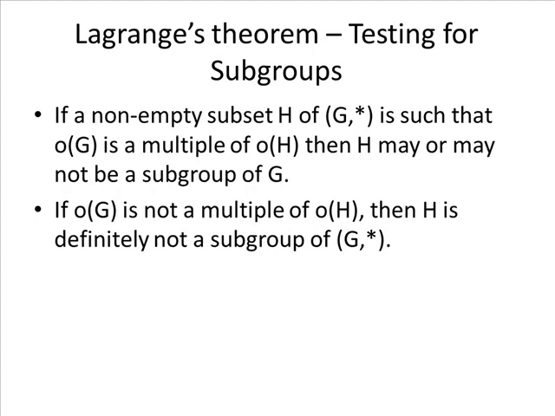But the second condition here is very strong. If the order of the group is not a multiple of the order of this subset, like in the last case that we saw on the previous slide, then H can never be a subgroup of G star. So Lagrange's theorem actually helps us to identify what can form a subgroup or what cannot form a subgroup in a pretty simple way.